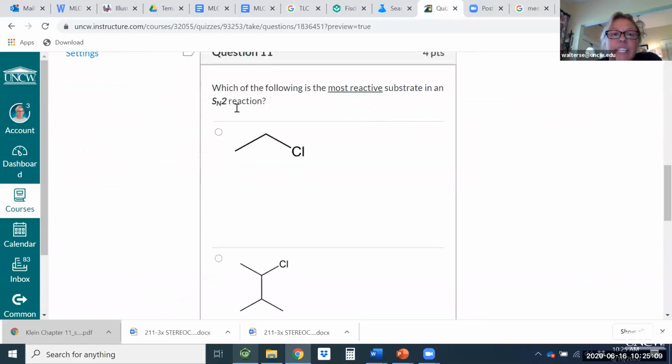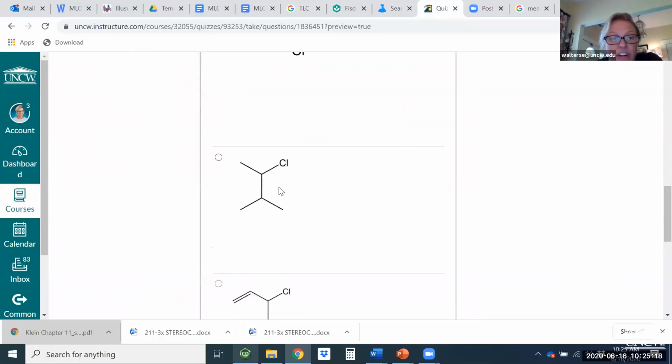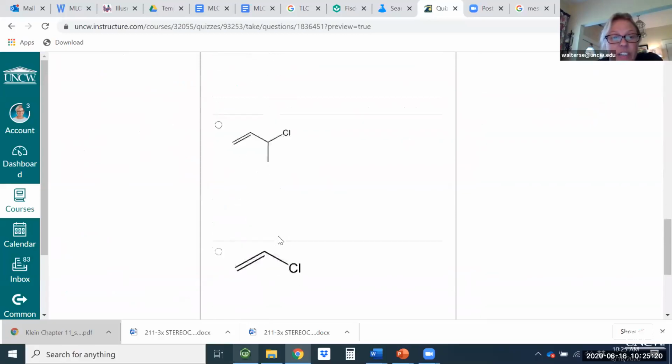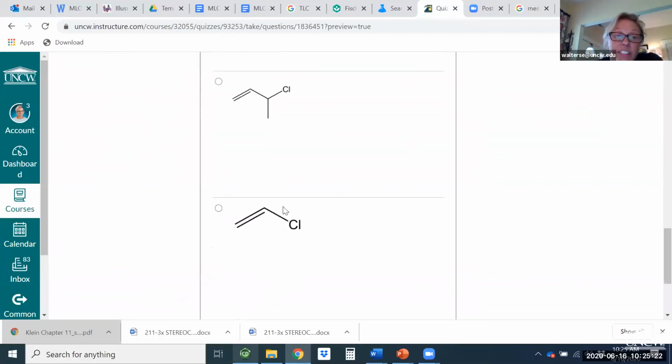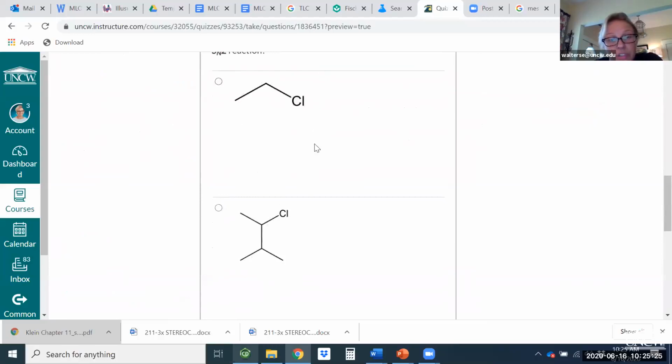Most reactive in SN2, you need backside attack, you need methyl or primary. This is primary, secondary, allylic, vinylic. So this one wouldn't work at all. So this one up here is the correct answer.